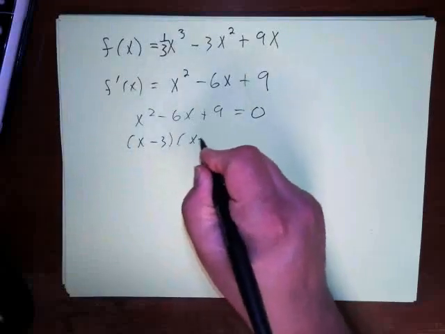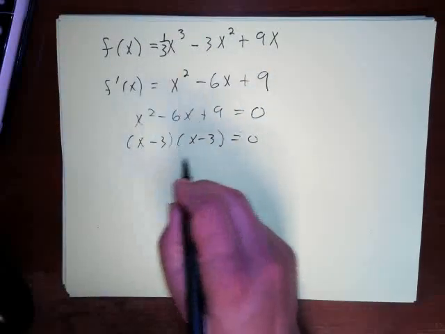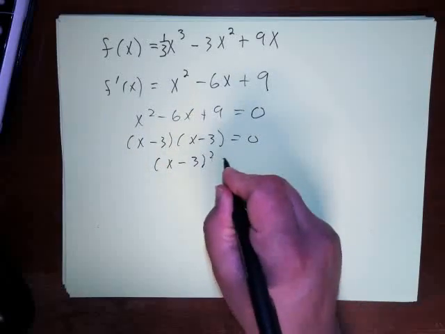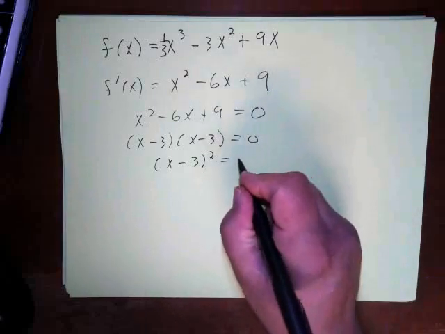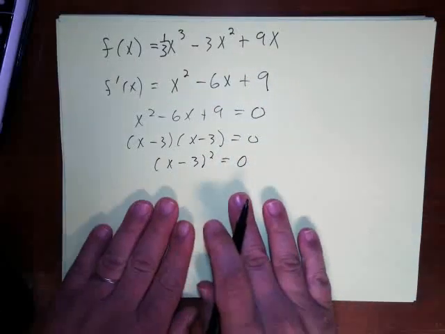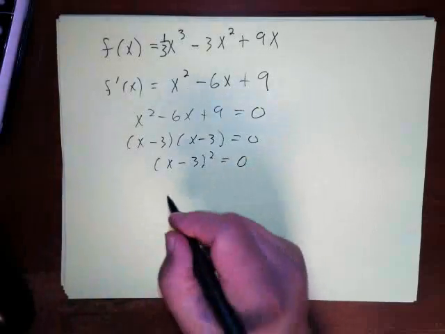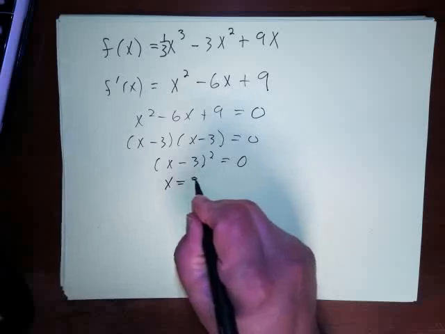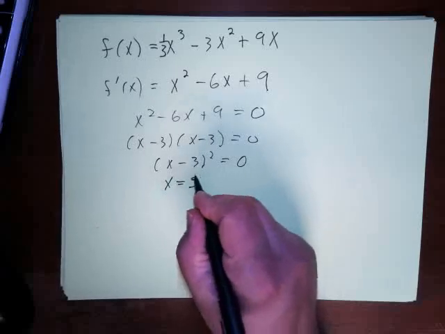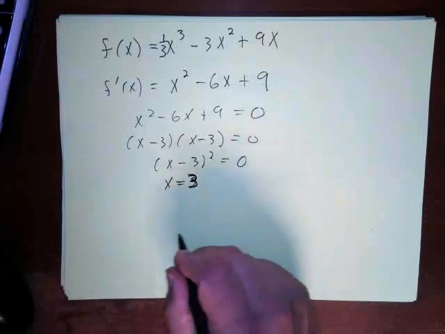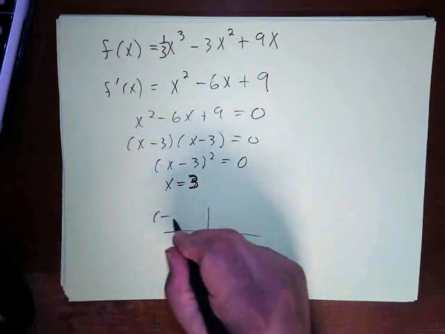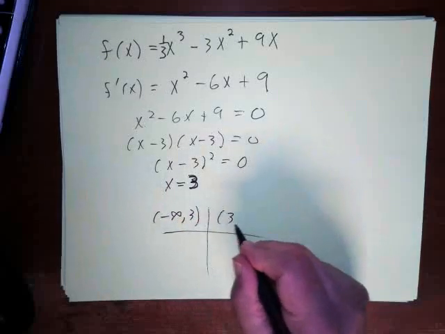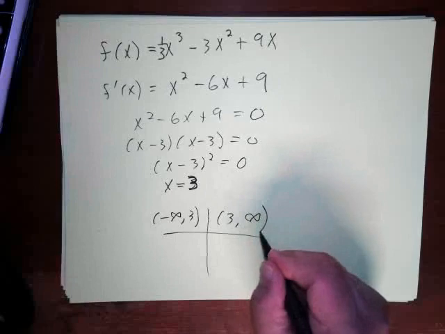And we see that this thing factors. This is what I wanted it to do. I wanted it to be a binomial squared. For some reason I thought my function that I had created was a binomial squared. And so then I only have one critical point here, and it is at x equals 3. So this is going to split my domain into negative infinity to 3 and 3 to infinity.